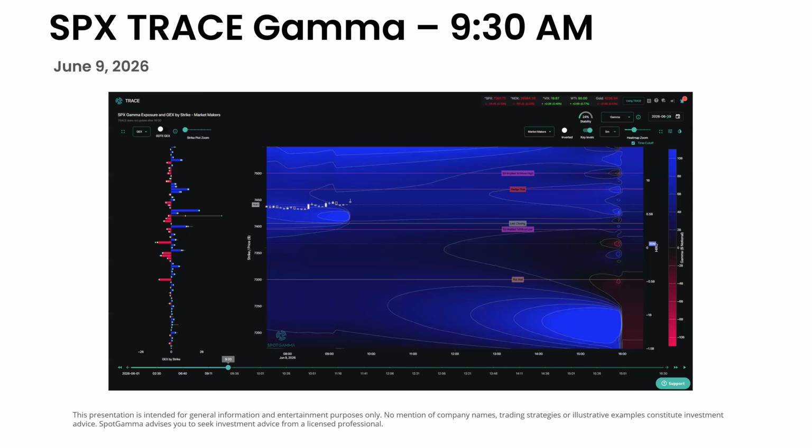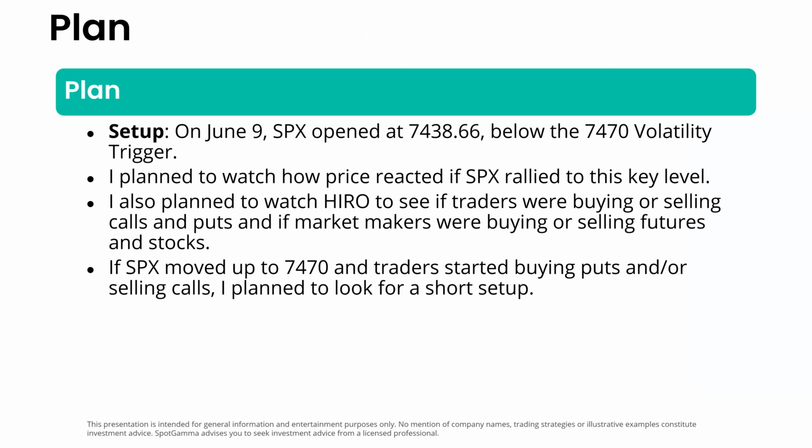lower. This is the TRACE Gamma Heat Map at 9:30 a.m. Eastern Time on June 9th. It shows SPX was trading in positive gamma at the open. This indicated market makers would most likely be trading against price, leading to lower to moderate volatility and mean-reverting price action. Here's my plan.